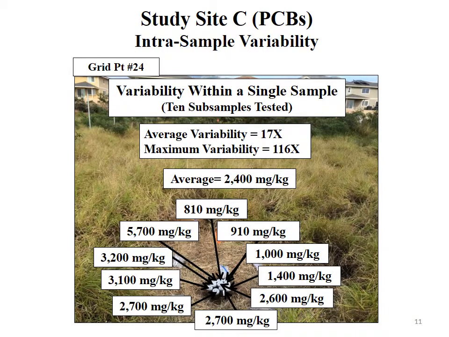We saw an average variability between the samples that we tested here of 17-fold. It didn't really matter what the concentration was. We saw the same variability within samples, whether it was a high concentration of PCBs or a low concentration. Again, the maximum variability that we saw was 1600-fold, or over 2 orders of magnitude within a single sample. In this particular sample, at this grid point, the average concentration was 2400 ppm.